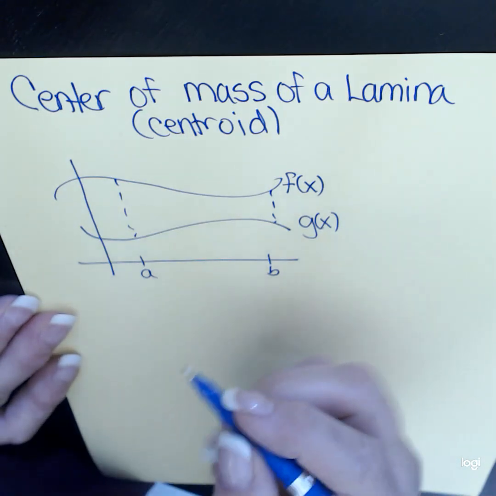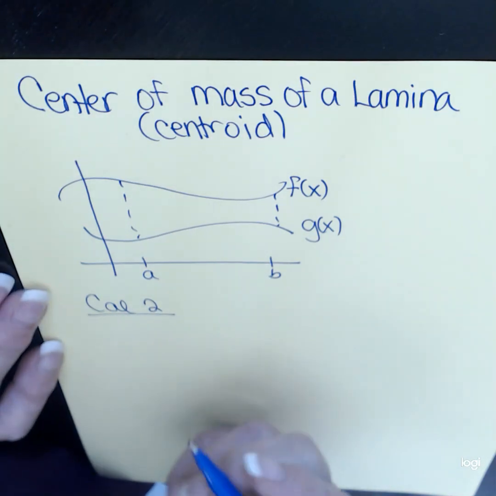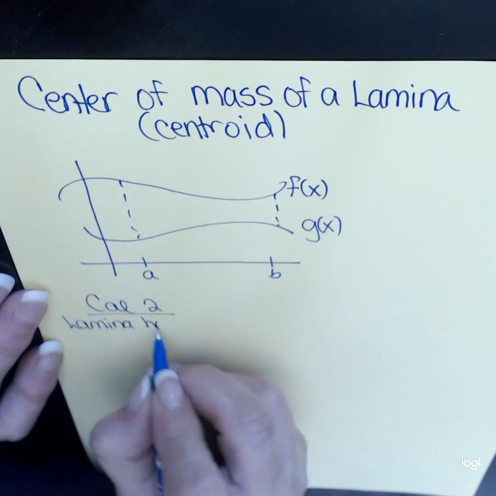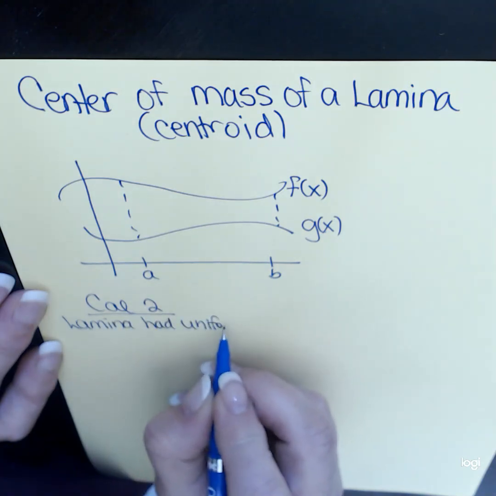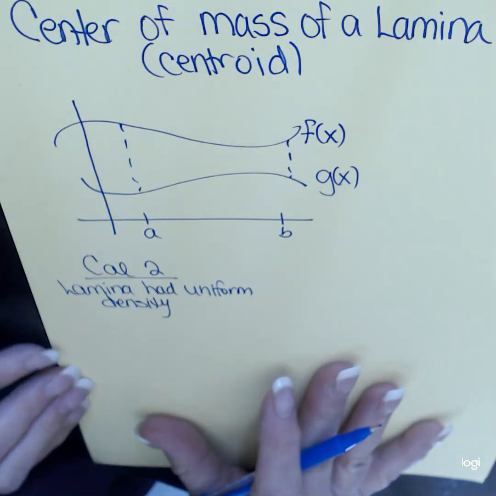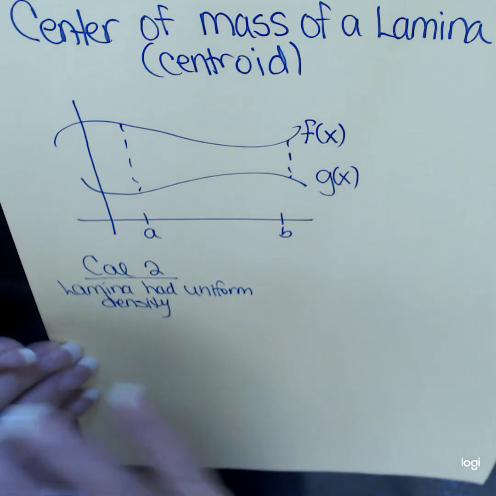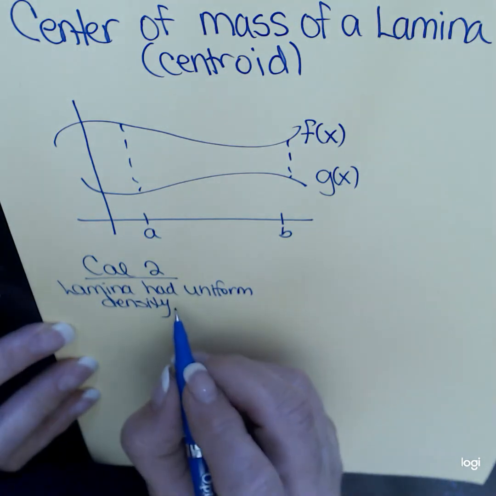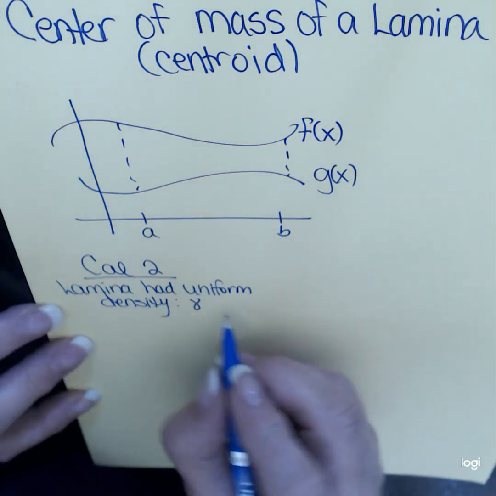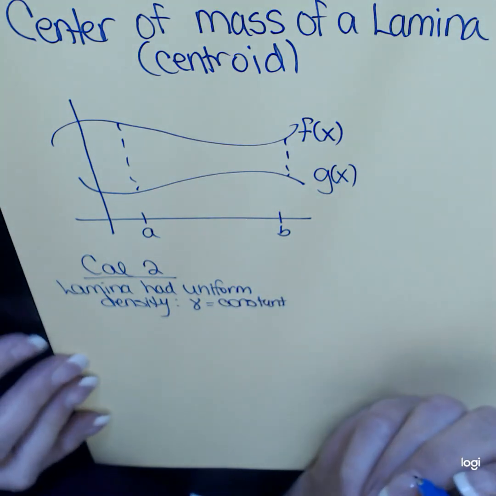So what we did here, and this is going to be our review from Cal 2, is the first assumption we made was that our lamina had uniform density. Now, assuming that this lamina is made up of the same material throughout, then we can think of density as thickness. So we're going to assume that our lamina has the same thickness throughout, and we'll just call that lambda and let it be constant. So lambda in this case is constant. So how did we go about this?